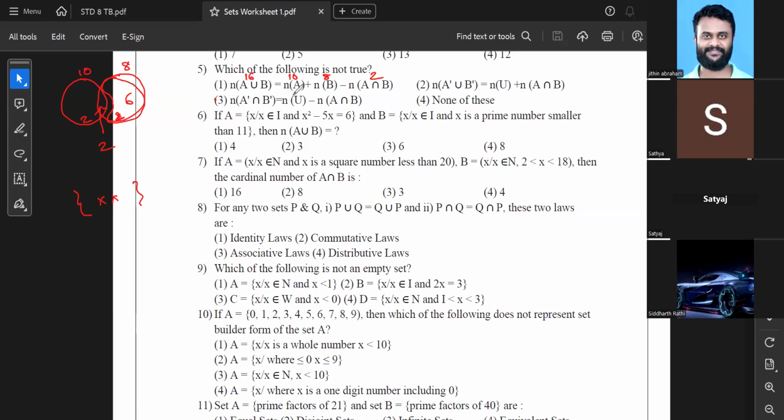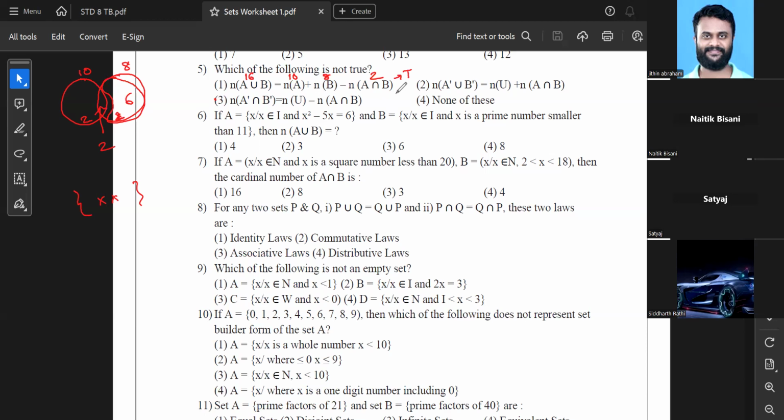So your formula, your logic is this: if you wish to find the number of elements in the union, you have to take the total number of the first set, take the total number of the second set, then subtract the intersection of both of them. So this is a true statement. Am I clear?